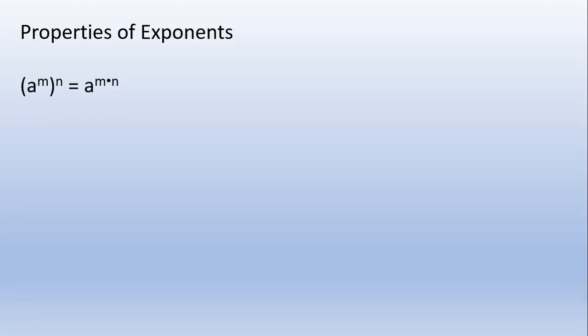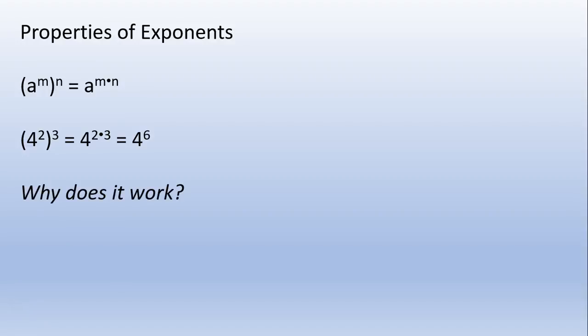The next property of exponents says that a to the m to the n is a to the m times n. So this property is saying if we have something raised to a power raised to another power, we can multiply the powers together. So 4 squared to the third power is going to equal 4 to the sixth power.